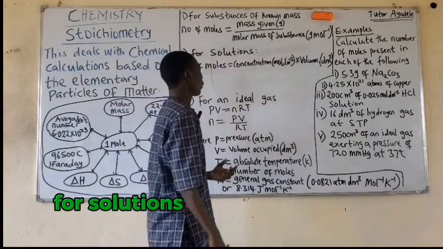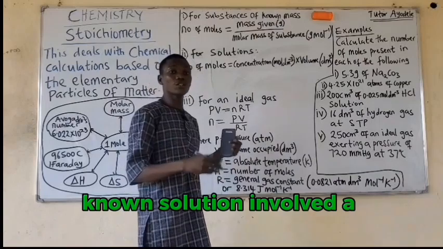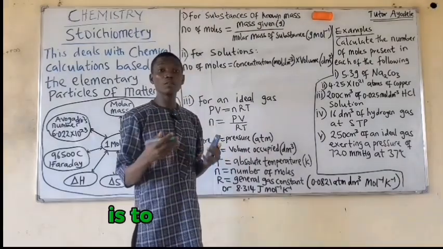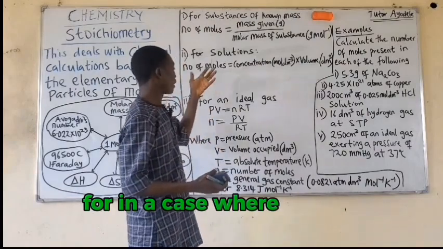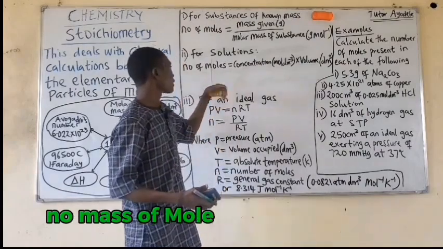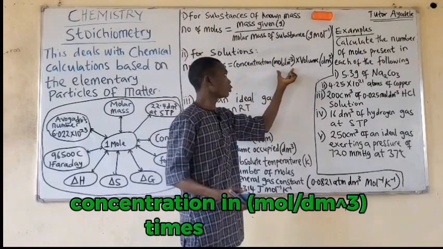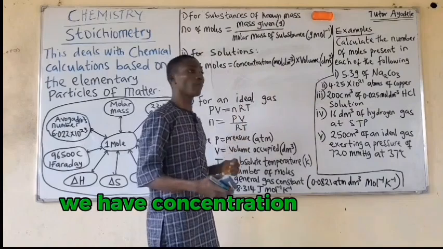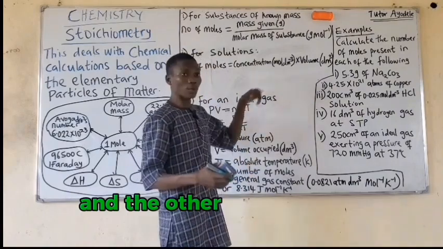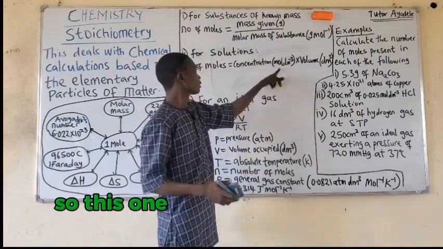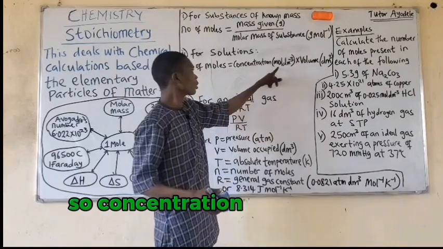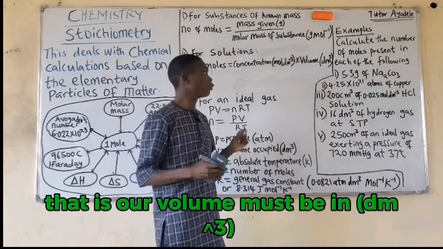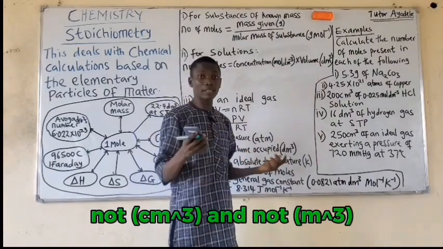For solutions, a solution involves a solvent and a solute. When you dissolve a solute in a solvent, it will give you a solution. In a case where we are dealing with solutions, number of moles is equal to concentration in mole per dm cube times volume. We have two concentrations: concentration in mole per dm cube, and concentration in gram per dm cube. So this one is concentration in mole per dm cube times the volume, and our volume must be in dm cube, not cm cube, not meter cube.